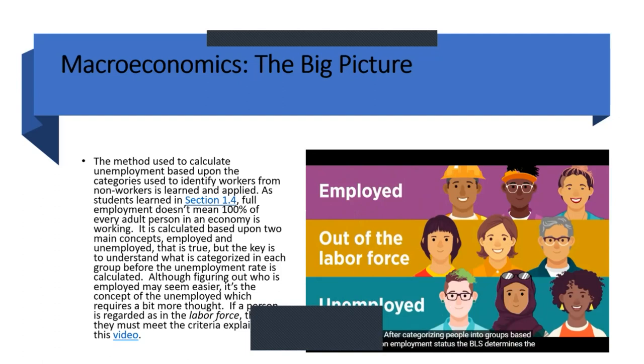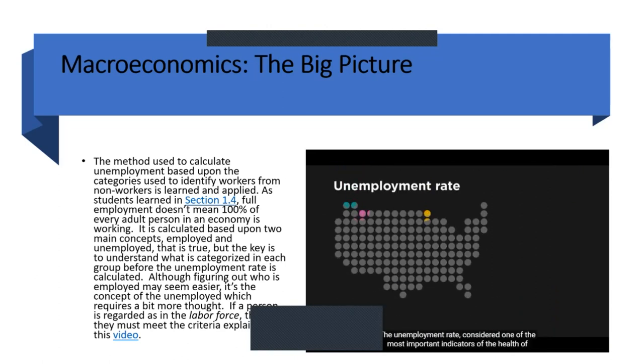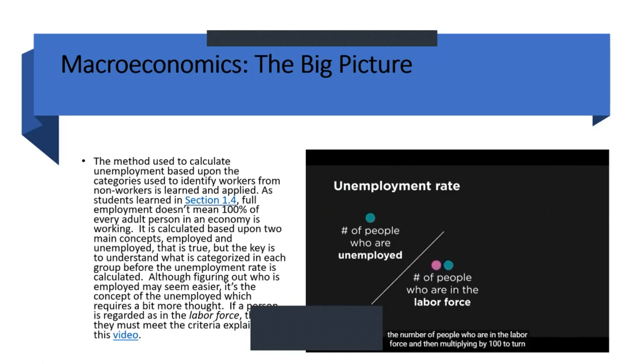After categorizing people into groups based on employment status, the BLS determines the unemployment rate, or the percentage of the nation's labor force that is unemployed. The unemployment rate, considered one of the most important indicators of the health of the economy, is calculated by simply dividing the number of people who are unemployed by the number of people who are in the labor force, and then multiplying by 100 to turn the decimal into a percentage.